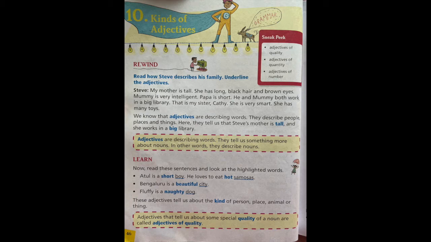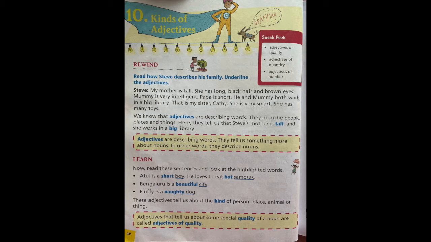Underline big. That is my sister, Kathy. So here there is no word which is describing someone, right? Yes, let's continue. She is very smart. Now smart is the describing word. Smart is saying about whom? Kathy, his sister, right? She has many toys. Many, underline.